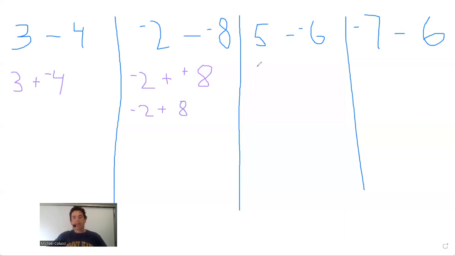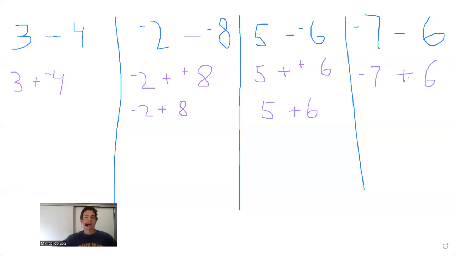What would the bop rule give us for 5 subtract a negative 6? I'm going to turn my subtraction operator sign into an addition operator sign, and then bop that one again to turn the negative 6 into a positive 6. 5 plus 6. And then a negative 7 minus a positive 6. Negative 7 minus a positive 6. Bop. I have negative 7 plus a negative 6.